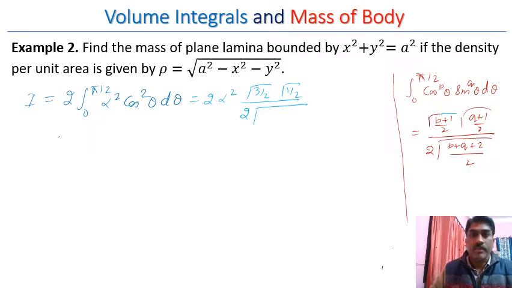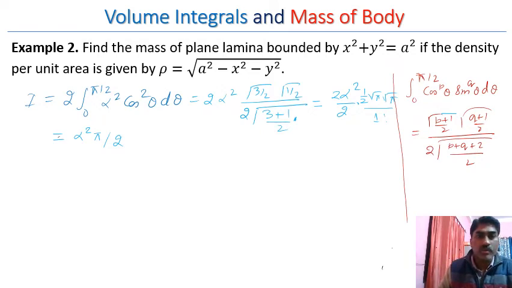2 times gamma of (2 plus 0 plus 2) by 2. So this becomes 2 alpha square by 2, and gamma 3 by 2 is 1 by 2 root pi, gamma 1 by 2 is root pi, and divided by gamma of 4 by 2, which means gamma 2, which means 1 factorial, which means 1. So we got alpha square pi by 2.